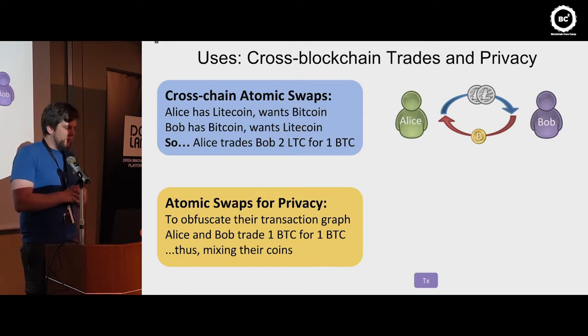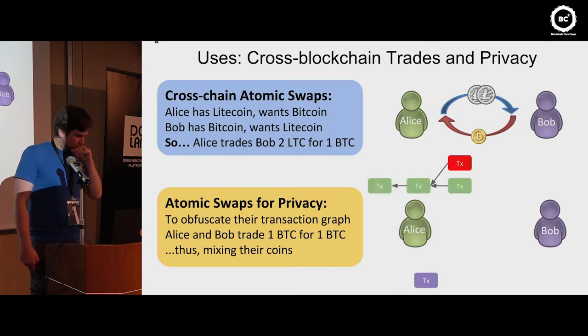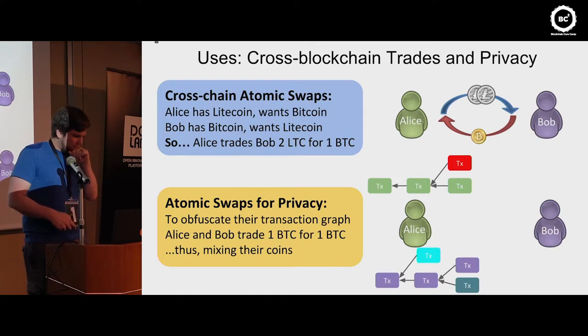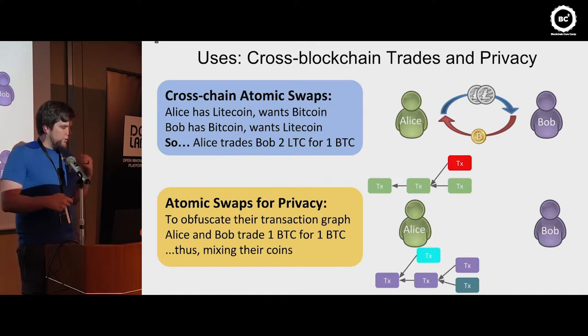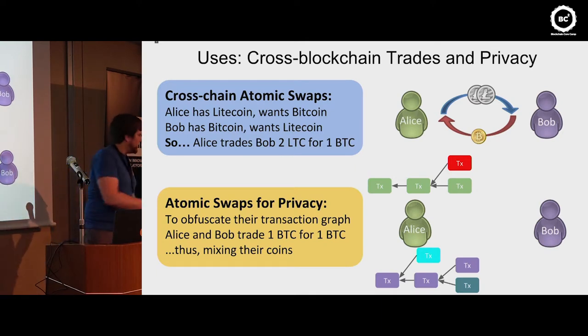An additional use for atomic swaps is to provide privacy. So the way this works is that up here we have the last few transactions Alice has made.